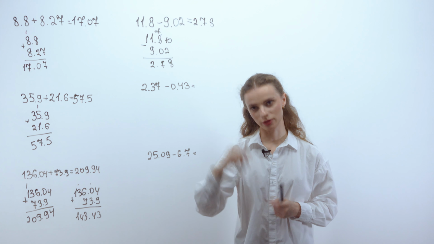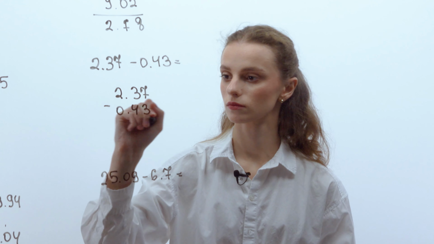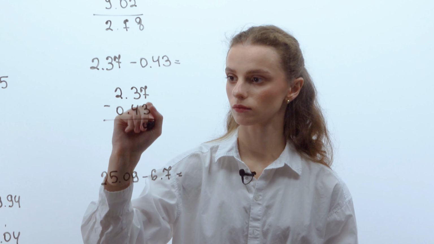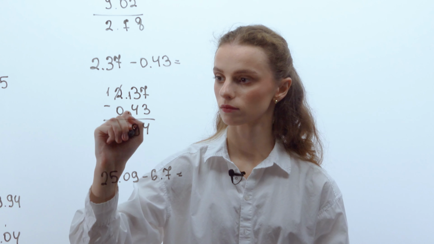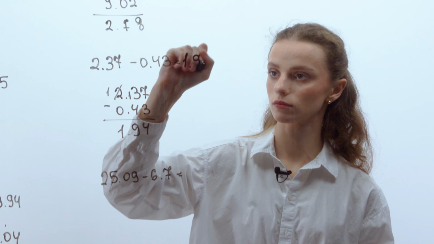Let's do the next example. 7 minus 3 is 4. 3 minus 4, we cannot do that. Therefore, we need to regroup. 2 turns into 1 and 3 turns into 13. 13 minus 4 is 9 and 1 minus 0 is going to be 1. And my final answer is going to be 1.94.